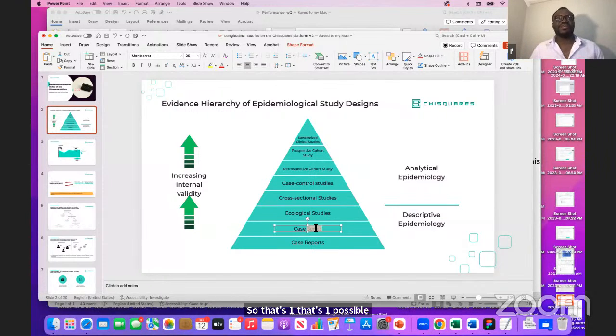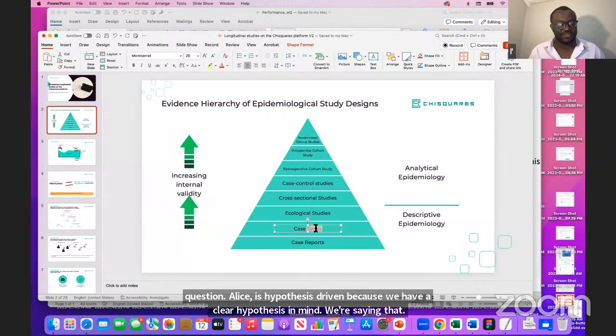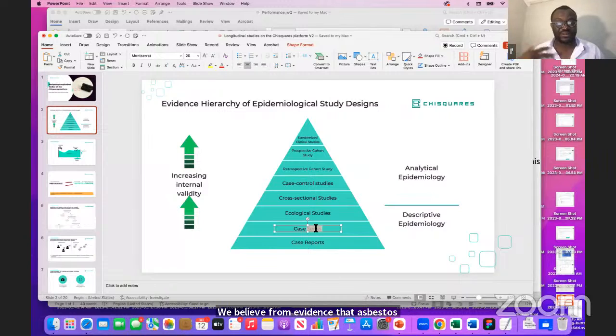Scenario number 2, you are interested in saying individuals who lived in houses that had asbestos would have a higher risk for cancer. Same scenario, right? But different question now. This question now is hypothesis driven because we have a clear hypothesis in mind. We're saying that we believe from evidence that asbestos exposure is associated with risk of lung cancer.